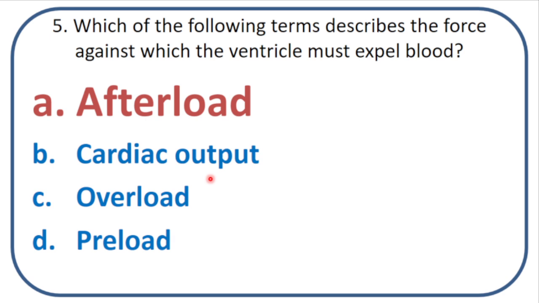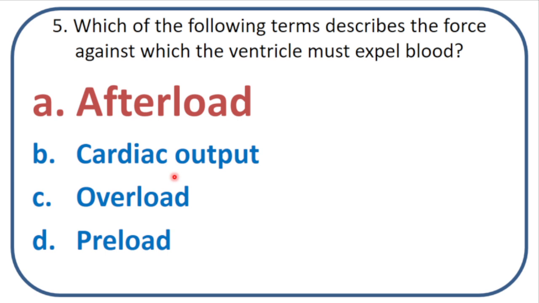Cardiac output means the amount of blood expelled from the heart per minute. Stroke volume means the amount of blood expelled from the heart during each contraction. Stroke volume multiplied by heart rate is cardiac output.